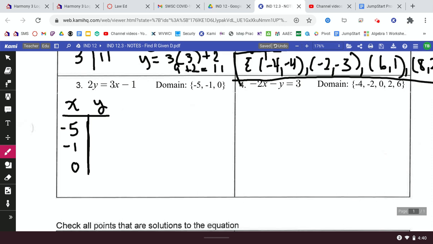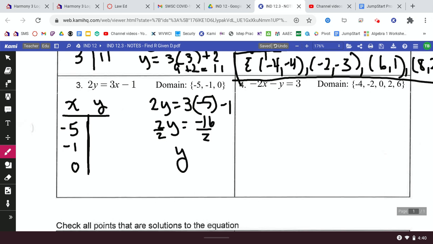So the first time through is 2y equals 3 times x, which is a -5, minus 1. So 2y equals, well, 3 times -5 is -15, minus 1 is -16. And remember, I'm solving for y, so I have to divide off this 2 and divide off the 2, and I get y equals -8. So I can plug in -8. Okay, pause the video if you need to catch up with the work, so I'm going to erase this here.